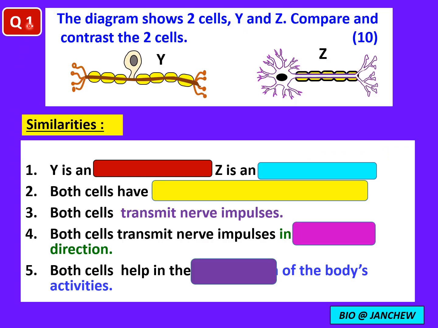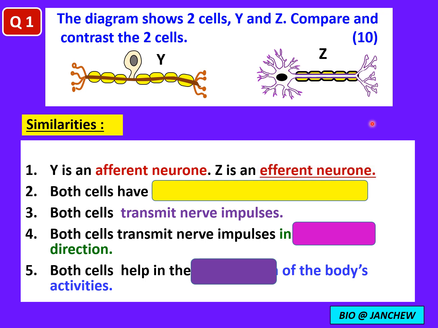Let us try this question that is a forecast question for the exam. The diagram shows two cells, Y and Z. Compare and contrast the two cells. So we have to give the similarities and differences when we make a comparison. Now for similarities, first of all, identify cells Y and Z. So cell Y is what type of cell? Yes, it is an afferent neuron, and Z is an efferent neuron.